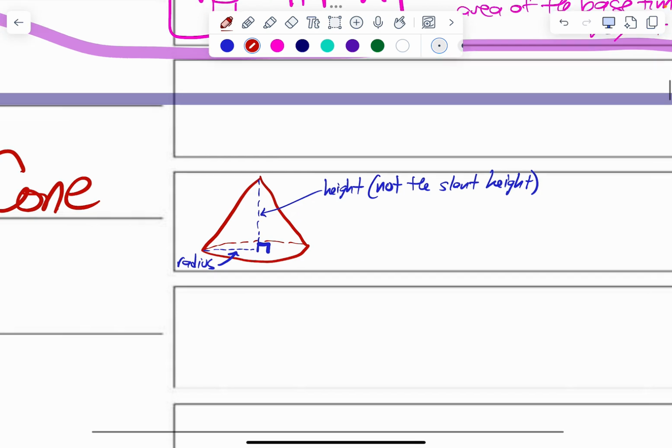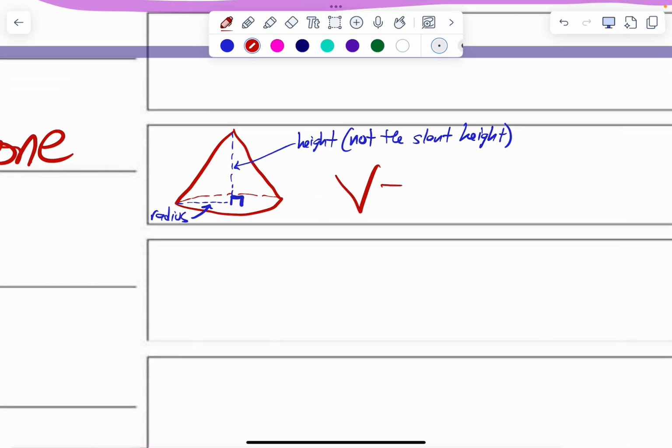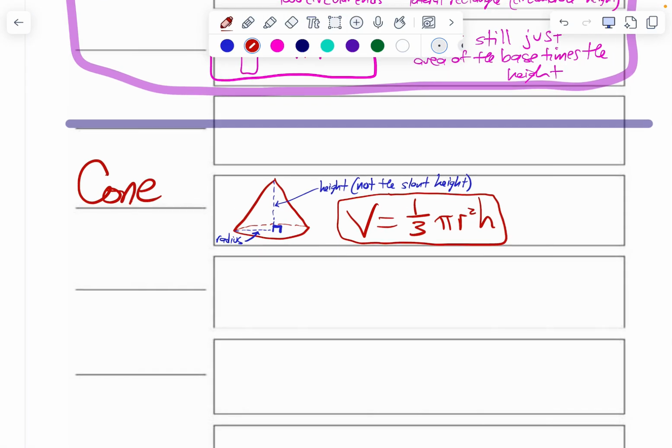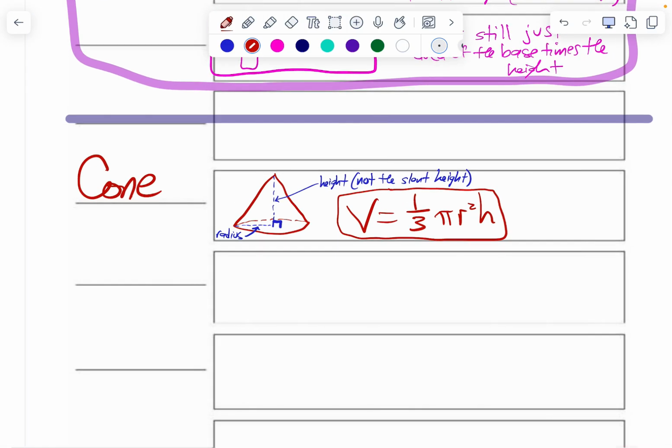So, let's do the volume. Anybody know it? Okay, well, it starts with 1/3 pi r squared h. What is pi r squared h? Yeah, that's the volume of a cylinder, right? So what is the 1/3 telling us? Yep.